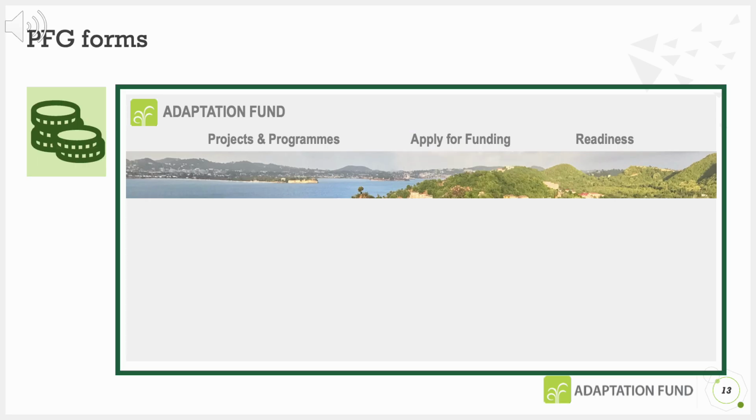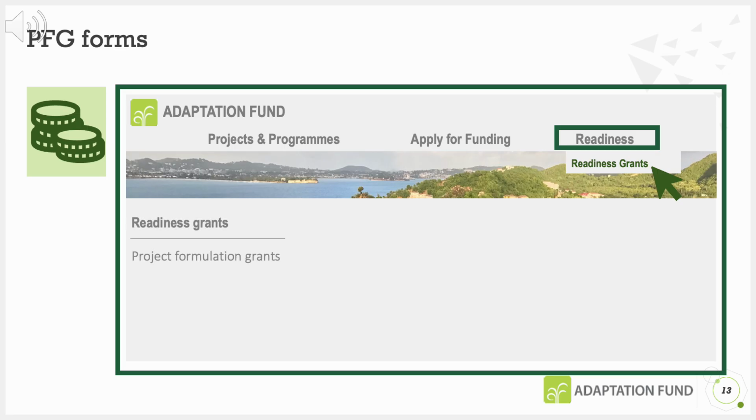To access the PFG form, return to the top navigation bar and select Readiness. Select Readiness Grants from the drop-down list. On the Readiness Grants page, use the side panel to select Project Formulation Grants. The full information regarding Project Formulation Grants is now displayed. Scroll to the end of the page to access the project proposal materials, including the PFG form.